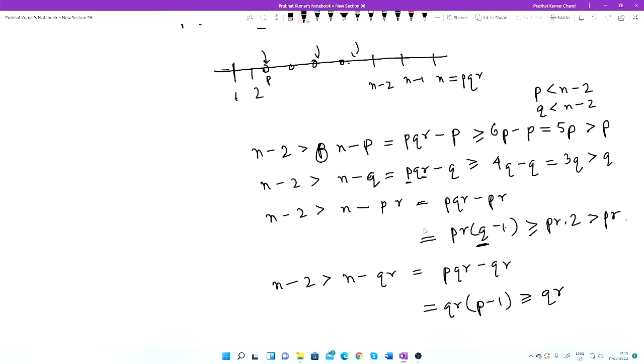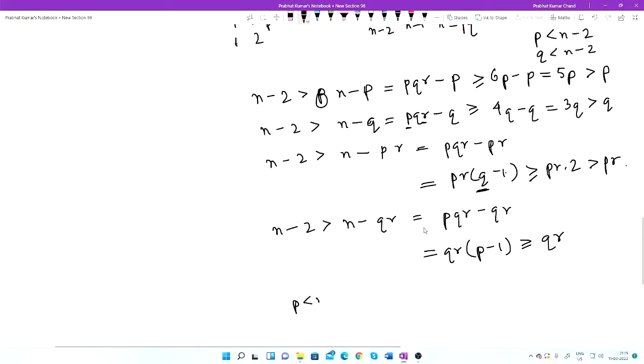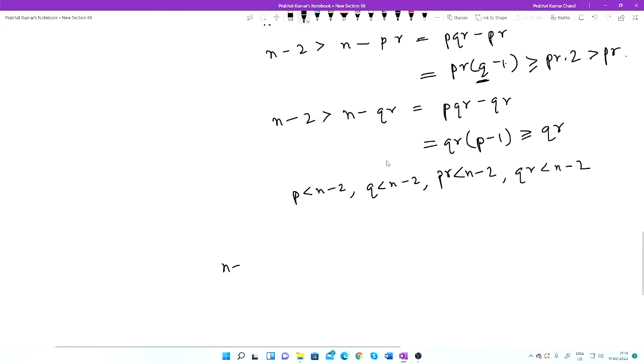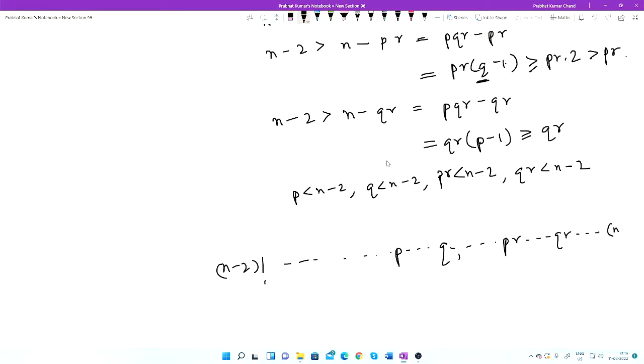So what we can see here is that all these individual numbers, that is p is less than n minus 2, q is less than n minus 2, pr is less than n minus 2, and qr is less than n minus 2. So what we have shown is that p, q, pr and qr all lie below n minus 2. So when we do n minus 2 factorial, you will always get p somewhere, q somewhere, you will obviously get pr somewhere, and you will get qr somewhere, and then it will stop at n minus 2. So these are all multiplied: p, q, pr and qr.